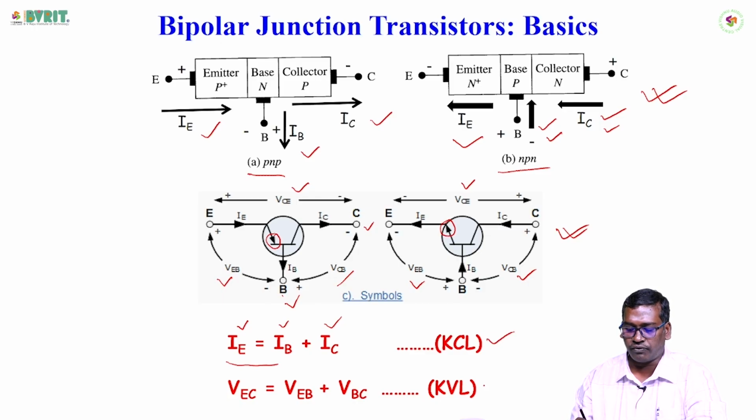And also if you apply the KVL to a transistor in a loop, the algebraic sum of the voltages is equal to 0. There you can rewrite VEC is equal to VEB plus VBC.